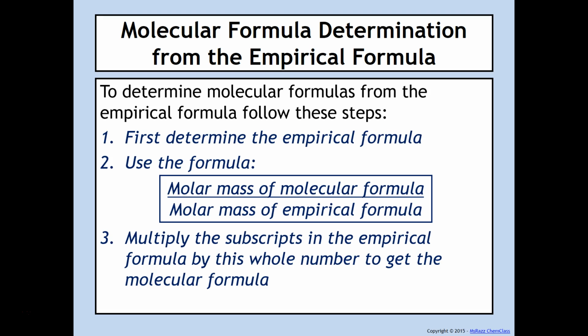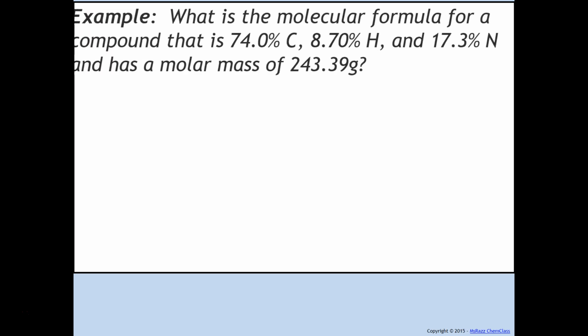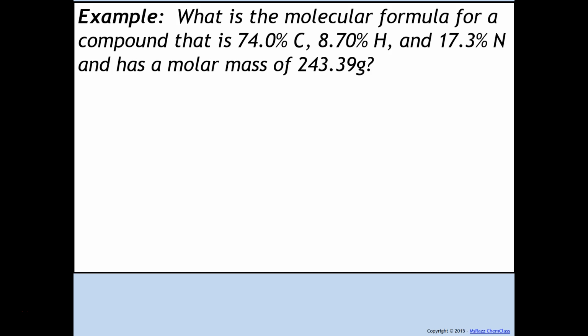So let me show you how this works. This question says, what's the molecular formula for a compound that is 74.0% carbon, 8.70% hydrogen, and 17.3% nitrogen? And the compound has a molar mass of 243.39 grams. You can see that this problem is a little different than the empirical formula problem because you now have some new information, which is the 243.39 grams. That indicates this must be a molecular formula calculation.